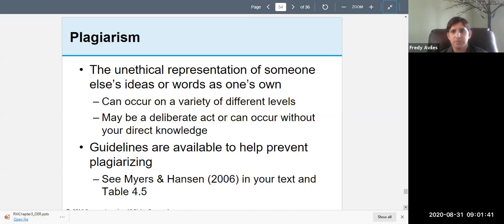Okay, that's plagiarism. It can occur on a variety of different levels, from outright cutting and pasting to a lower level where you said everything in your own words, but it's still not your idea, and you didn't give credit to the author. It might have been done deliberately, where you knew what you were doing and you're plagiarizing, or maybe you did it without realizing it.